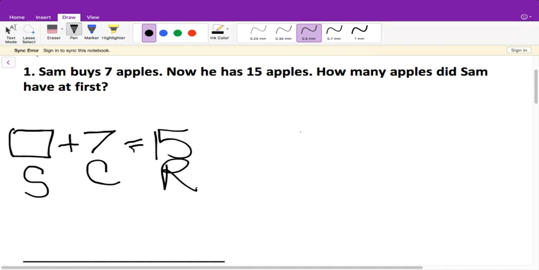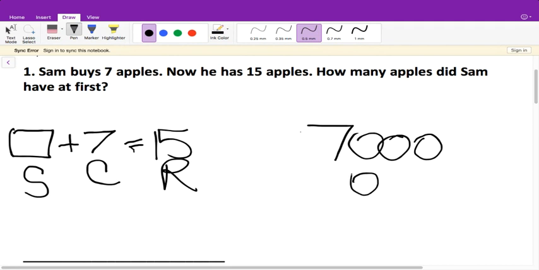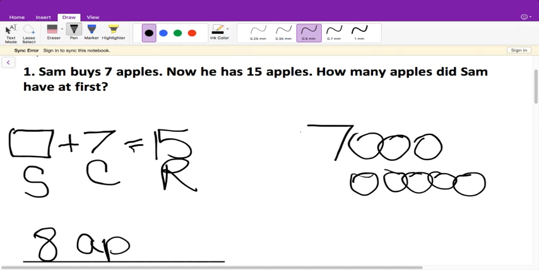Okay, now we need to draw a picture to solve. So we're going to count on from 7 up to 15. 8, 9, 10, 11, 12, 13, 14, 15. This is really messy and I apologize. Okay, and now I know my answer is 8. So I'm going to come to the bottom and write 8, and the label, it's asking how many apples, so I'm going to write apples. Okay, and that is number 1.